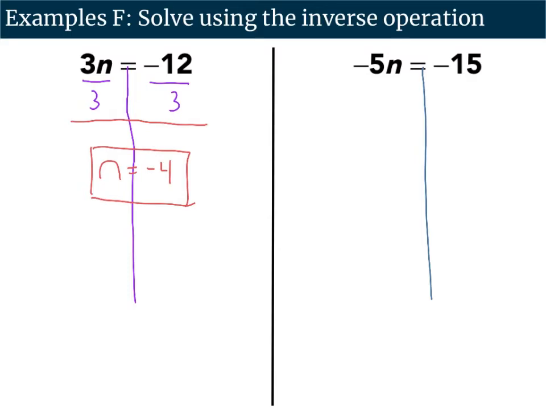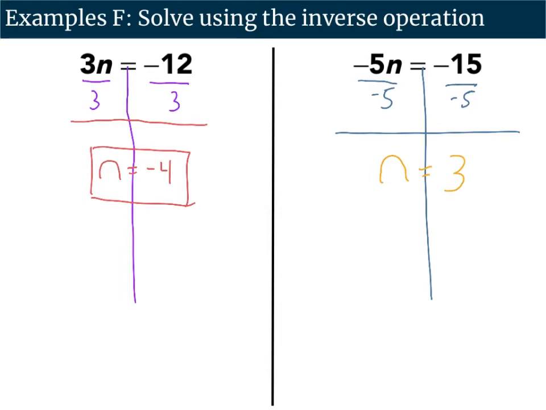So I need to do the opposite operation. The opposite of times negative 5 is to divide both sides by negative 5, because again, whatever I do to one side of the equation, I need to do to the other side of the equation. Negative 5 divided by negative 5 is going to give me 1n. I don't have to write down the 1. I know that just an n by itself is 1. And negative 15 divided by negative 5 is going to give me positive 3.